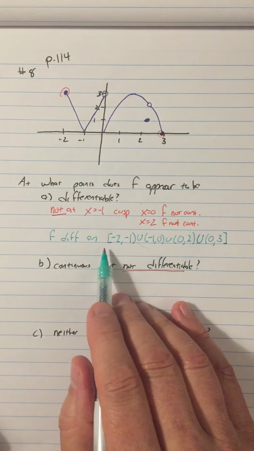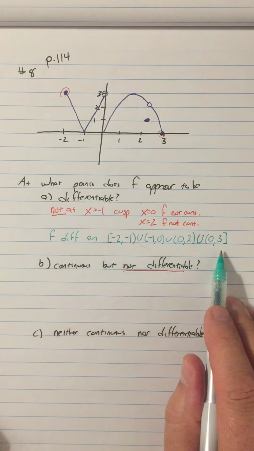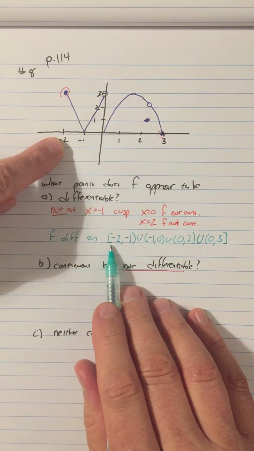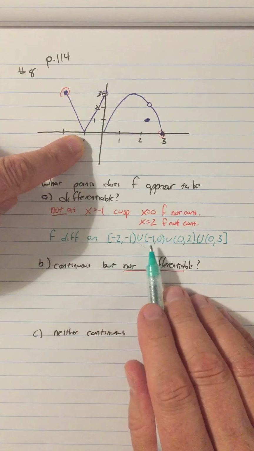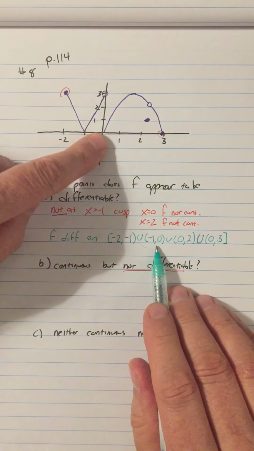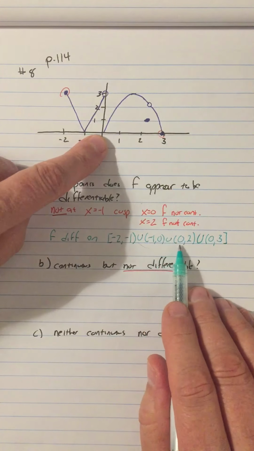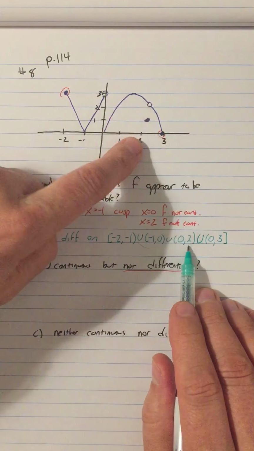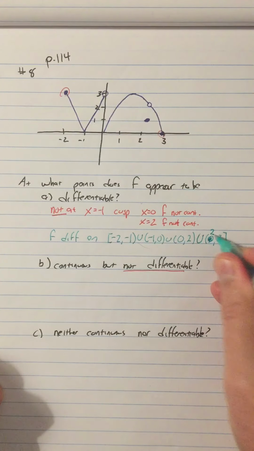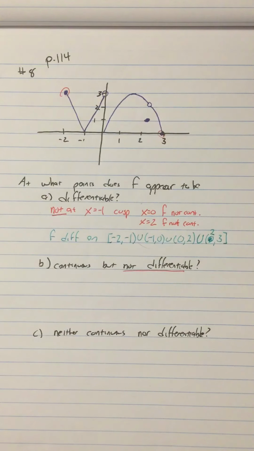Remember, when you do this, you're only talking about x coordinates. These are all x intervals on the x-axis. -2 to -1, we're differentiable all there, but not at -1. -1 to 0, we're differentiable all through there, but not at 0. 0 through 2, we're differentiable in that whole interval, but not at 2. And this is supposed to be a 2 right there, because 2 to 3 we're differentiable.